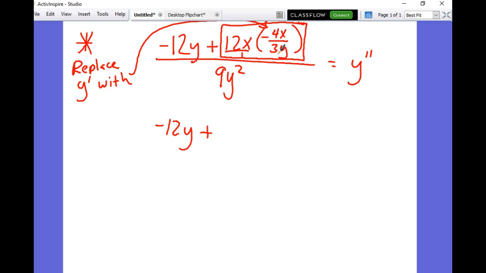Sure. So this is like a top number. This is like a bottom number, right? So we can do 3 into 12 how many times? 4 times. And then we multiply straight across, right? So what's 4 times negative 4x? And what is 1 times y? 1y, right? Over 9y squared.